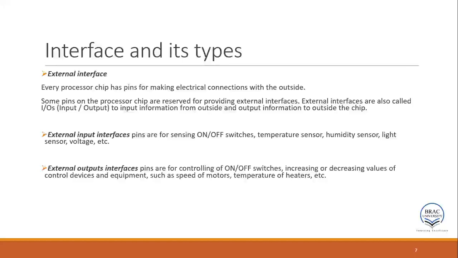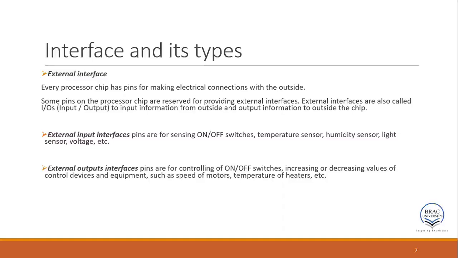We all know about the microprocessor 8086, which has some pins to connect external devices like the programmable peripheral interface 8255, interrupt controller, transceiver, etc. External interface can be divided into two parts: external input interfaces and external output interfaces.